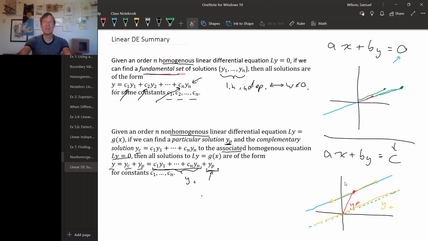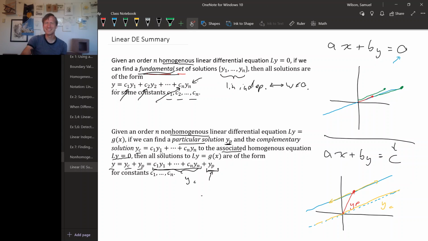All right. So our general strategy for solving linear differential equations is find a fundamental set, and if it's a non-homogeneous equation, find a particular solution as well. Then we can just combine them in these ways and be sure that we have all solutions if that uniqueness theorem applies, which it usually does.